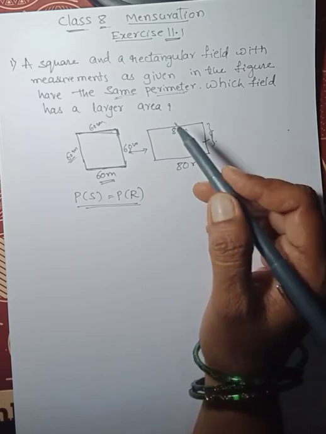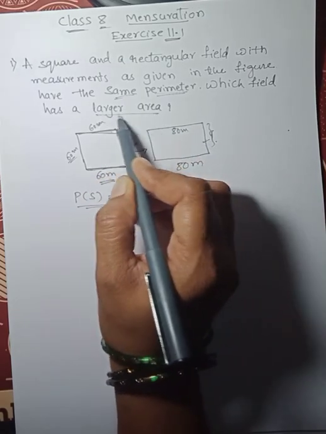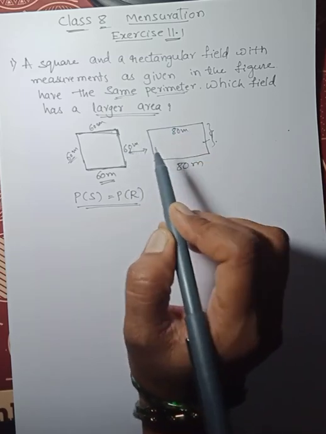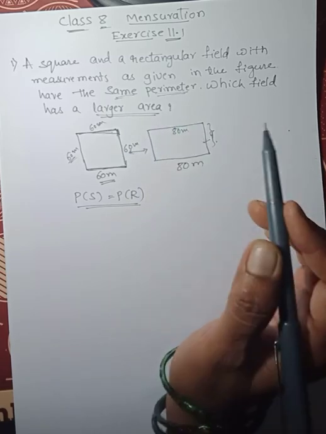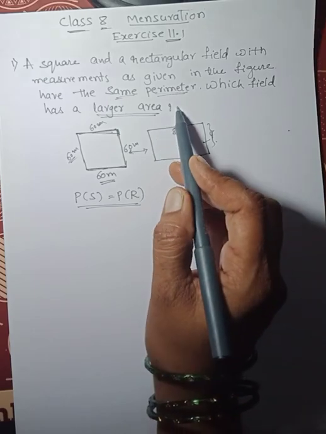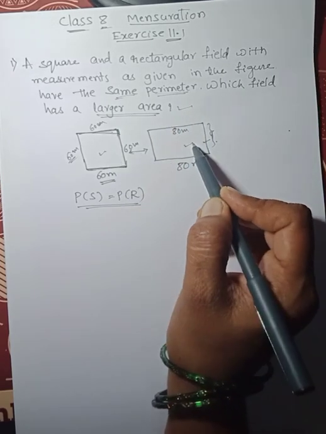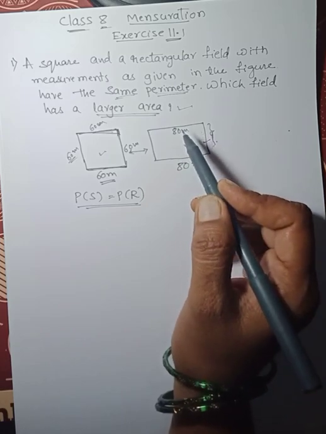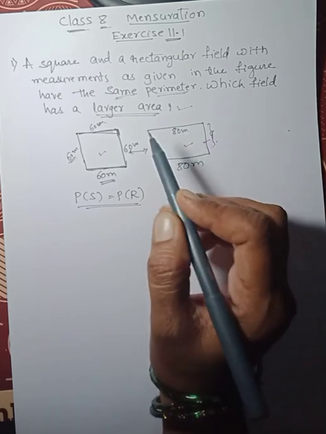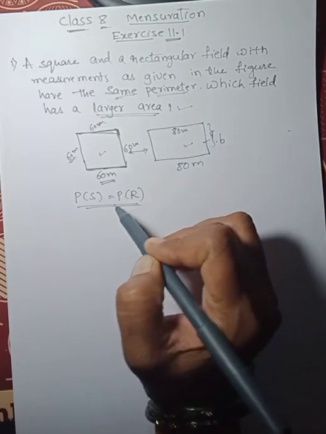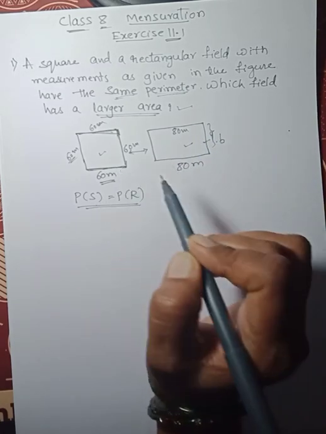And afterwards what they asked here, which has a larger area, means see children, you are not comparing the perimeter. Of course it is given they are equal, there is no issue. But when you go for the area, you have to find the area of square and the rectangle once again. Then afterwards you have to compare, is it? So before moving to the area, first of all we'll find the breadth with the help of the concept that the perimeters of both the figures are equal.